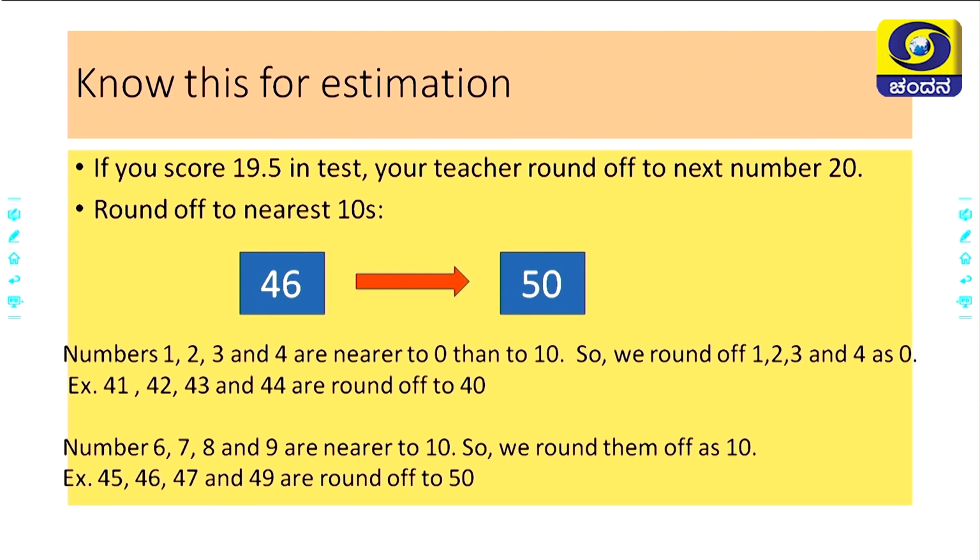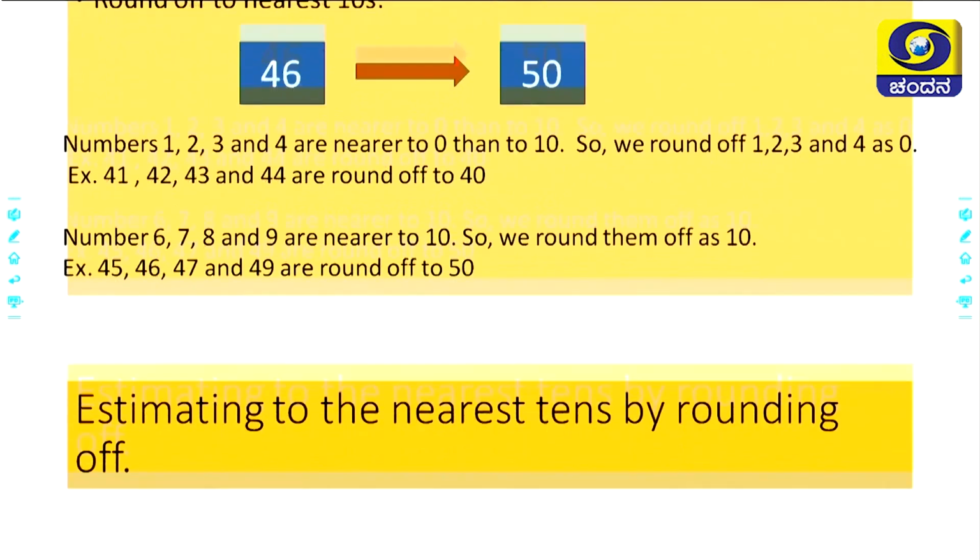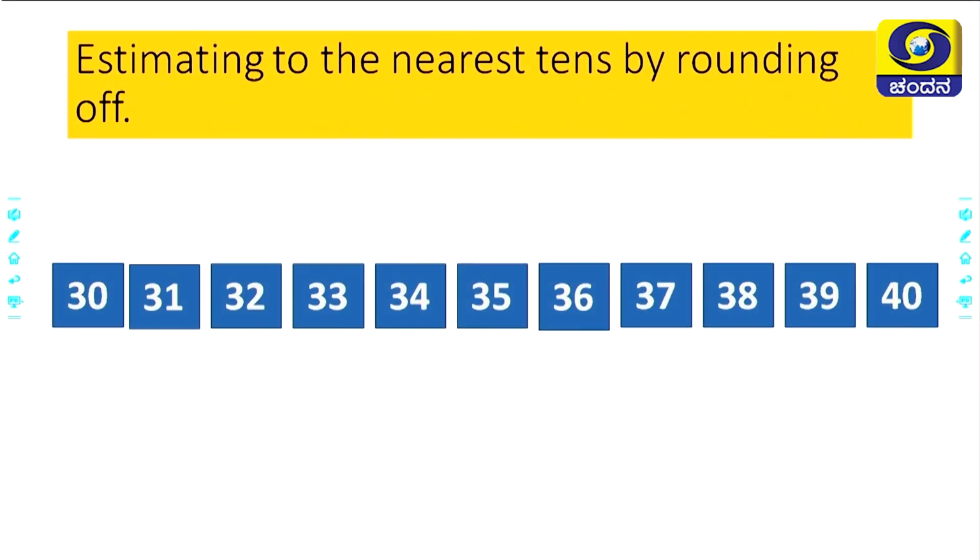Here, number 5 is equidistant from both 0 and 10. It is a common practice to round it off as 10. Yes, we will see the next one. Here you have to estimate the numbers given to the nearest tens by rounding off. 32 is closer to 30 than to 40, so we round off to 30. Similarly, 33 is nearer to 30 than to 40, so we round off 33 to 30. In the same way, 34 is rounded off to 30 and 39 is rounded off to 40.